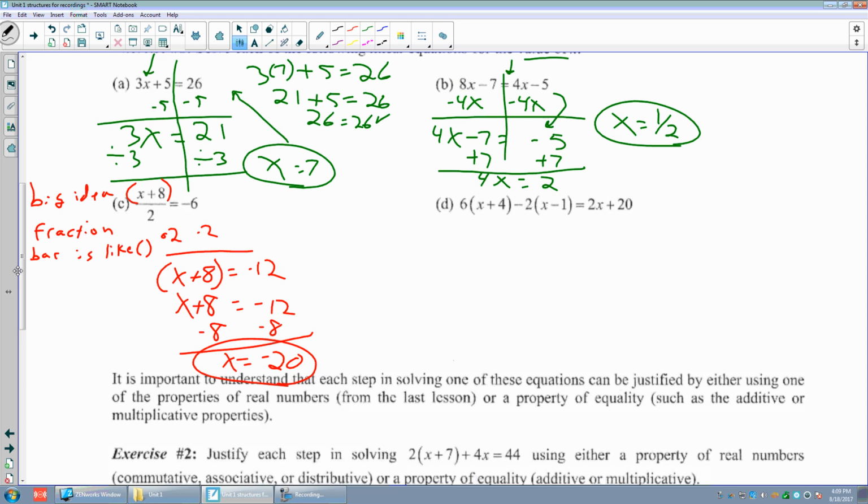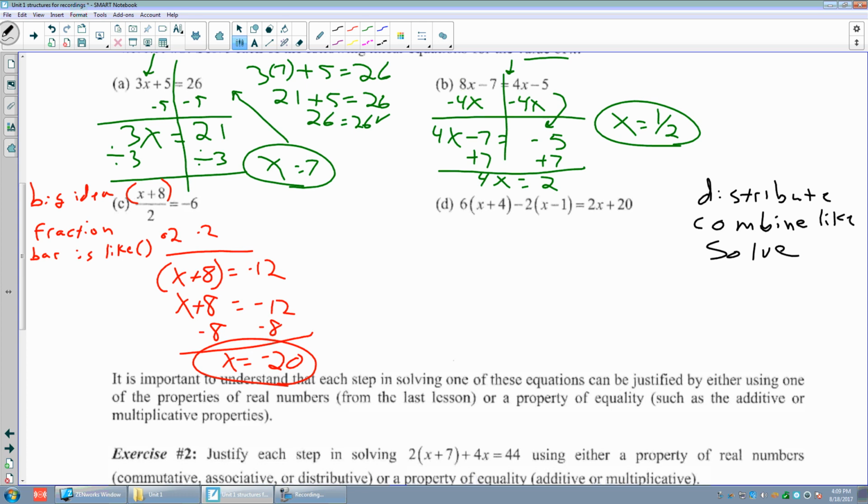A little bit more work here. Let's distribute, combine like terms, solve. What'd you say, Mr. Bryce? I said we distribute, combine like terms, and then solve. That's what you always think. Okay, that's what I always think.